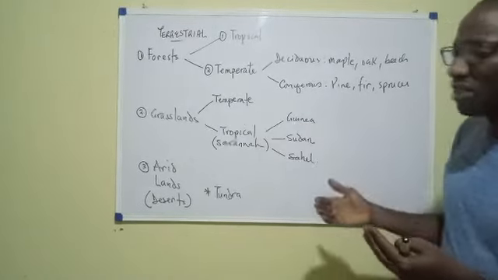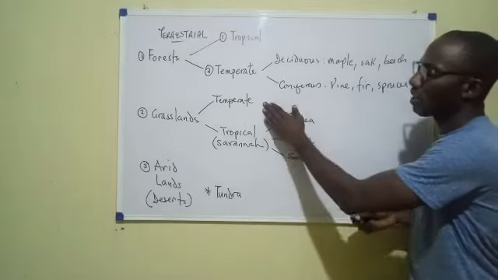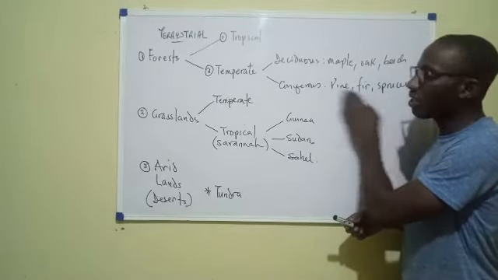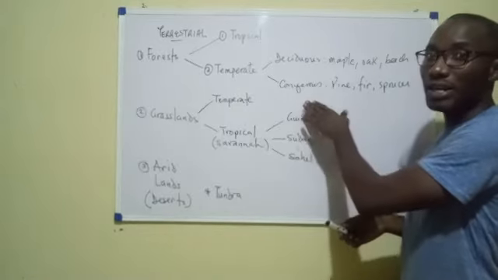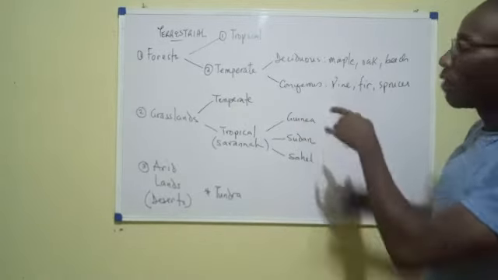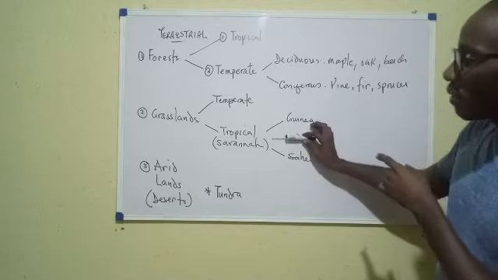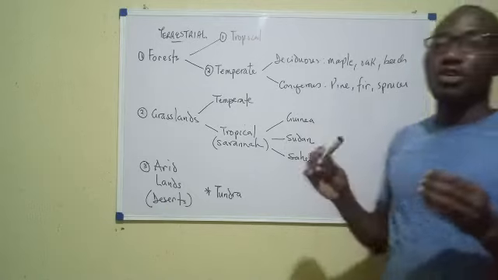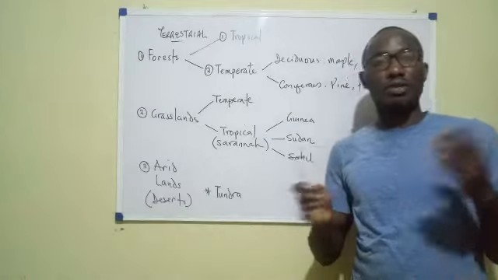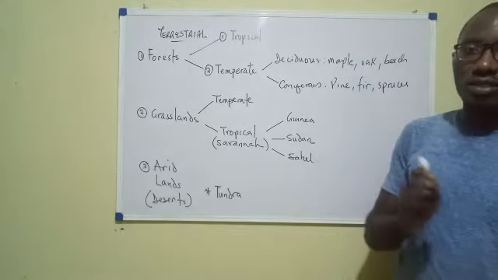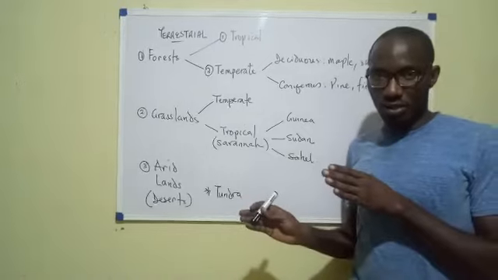Then in terms of seasons, the temperate grassland usually has summer and winter. Now interestingly, the summer is usually hot and wet, while the winter is cold and dry. However, in the tropical grasslands, you don't have winter and summer, you don't have such alternations. Instead, there is a distinct rainy season and a distinct dry season.